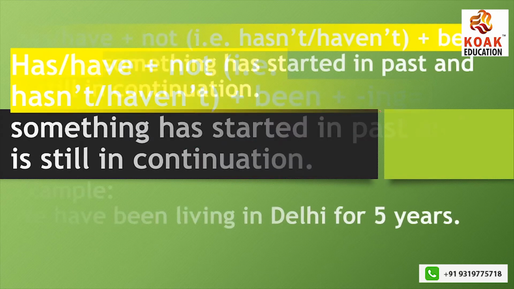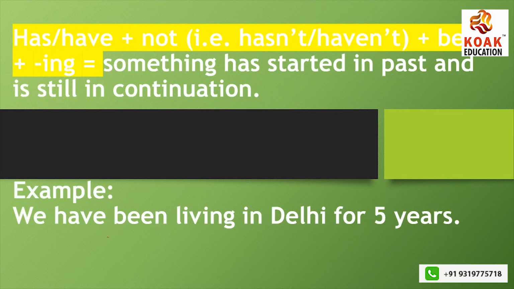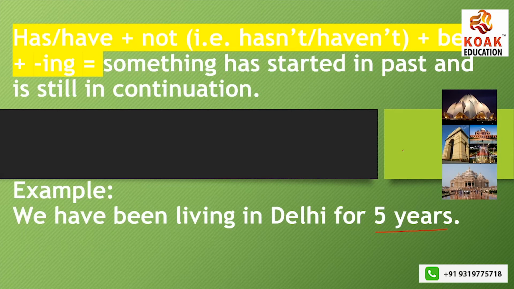So for example, if I take here, we have been living in Delhi for 5 years, okay, which means we are still living in Delhi. We have been living in Delhi for 5 years, and for 5 years, not since 5 years, because that's duration. For 5 years, guys. And when I say I have been living, which means I'm still there. I have not left. I'm still living in Delhi only. I have not left this place. I am still living in Delhi.